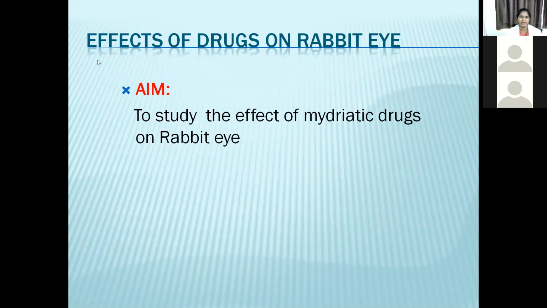Next, coming to the practical on the effects of drugs on the rabbit eye, that is mydriatic drugs. Yesterday we discussed meiotic drugs. Today this practical is about mydriatic drugs, to study the effect of mydriatic drugs on the rabbit eye. So students, from here onwards you have to note down in your records the effects of drugs on the rabbit eye. First one is the aim: to study the effect of mydriatic drugs on the rabbit eye.